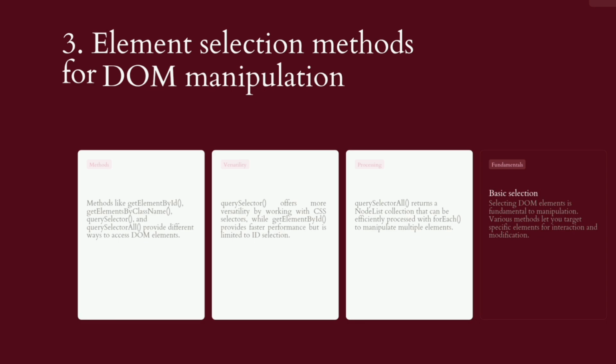Now we will see the DOM selection methods. Methods like getElementById, getElementsByClassName, and querySelector or querySelectorAll. All these methods provide different ways to access DOM elements. But here querySelectorAll returns a NodeList collection that can be efficiently processed. That means we can manipulate multiple elements using querySelectorAll.